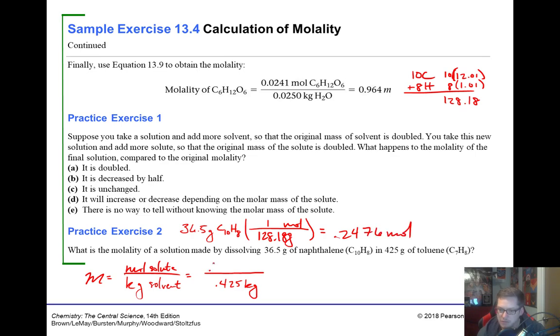So we'll take that value and throw it in here. Notice that I'm not rounding for sig figs here because that's not my final answer, and I don't want to round for sig figs early. So we take our 0.2847, I'm writing down the wrong number, 0.28476. There we go. Divide that by our kilograms, 0.425, and I got 0.670 molal. So there's your answer.